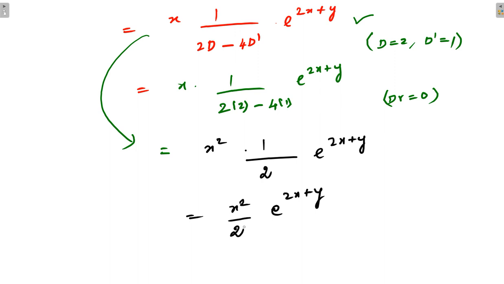So when do you do the process further? Suppose the expression still includes D or D dash, then you have to do further. Otherwise, you can take the final expression as the particular integral for the given PDE. So this is the particular integral.